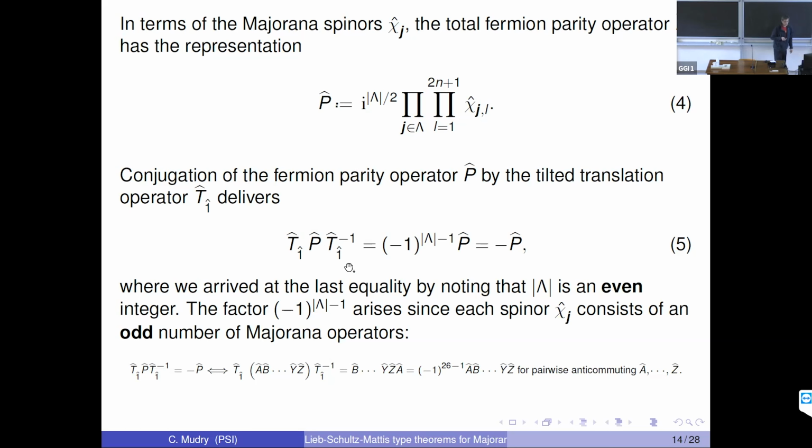And now you have to trust me. But when you do the conjugation, you can pass the T1 inverse on the right to the left of P, so that it gives you the identity with T1 here at the cost of (-1) to the power of the cardinality of the lattice minus 1. Now, by assumption, the cardinality of the lattice is even. So the cardinality minus 1 is odd. (-1) to an odd power is minus. So I get this anti-commutation relationship.